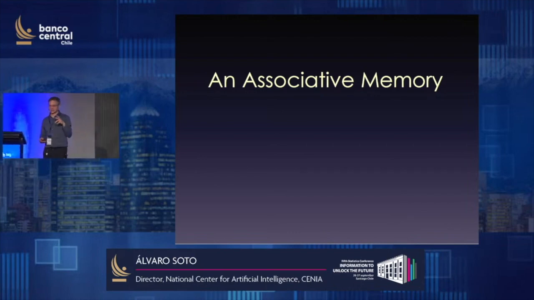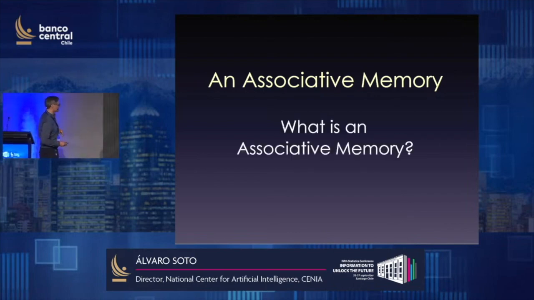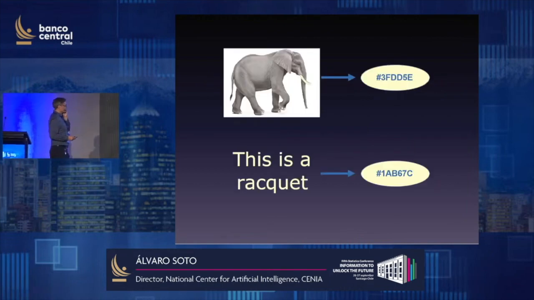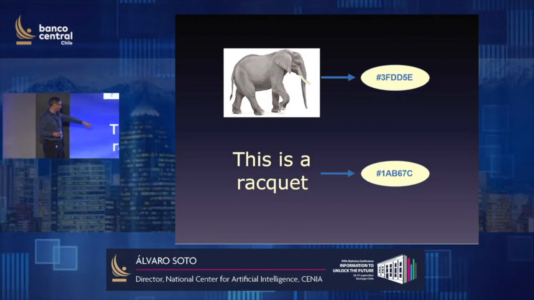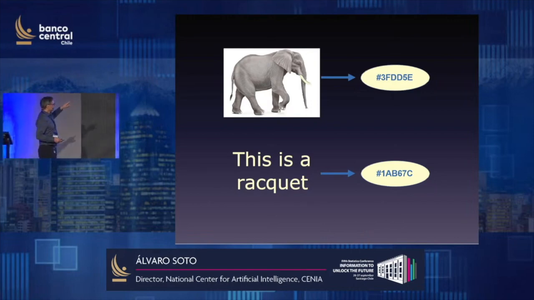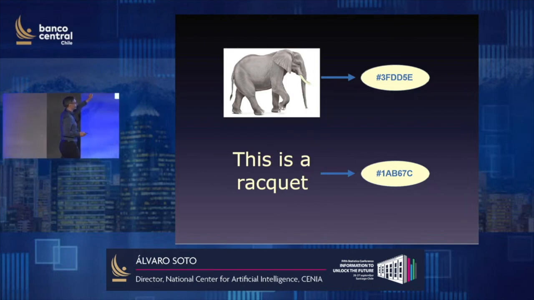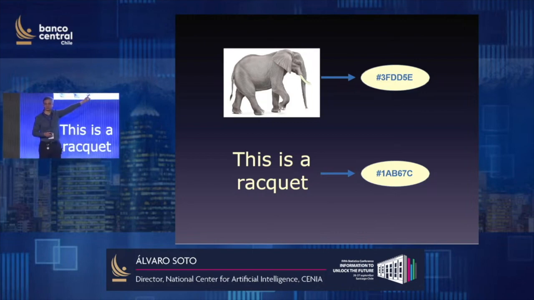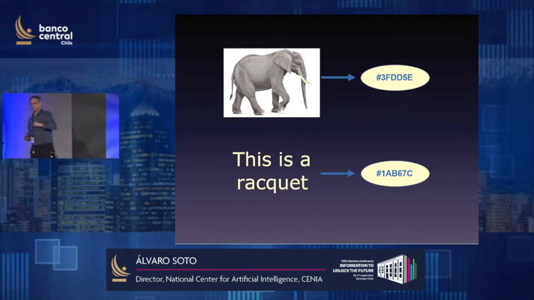So what is an associative memory? An associative memory works like this. You have a pattern, and that pattern could be an image, or a text, or a piece of video, or an audio. And what an associative memory does is transform the pattern into a memory address. That's what it does. You have the pattern, and the pattern is transformed into a memory address.